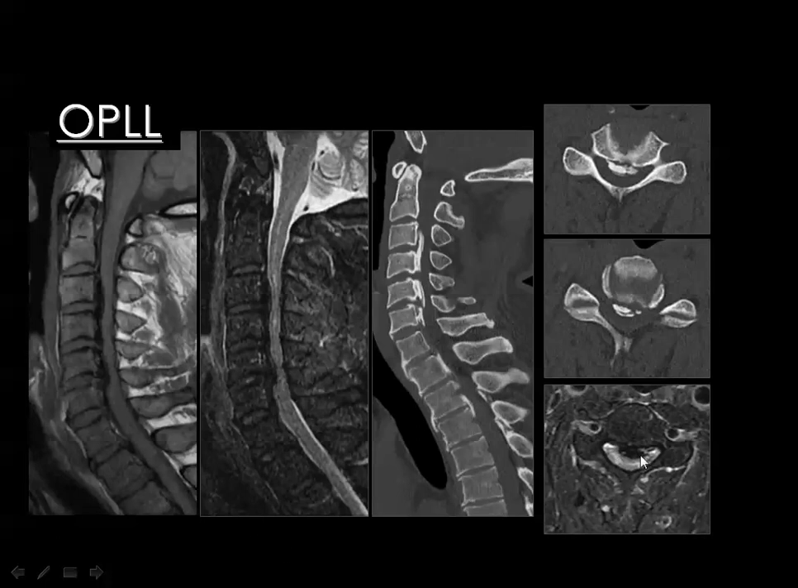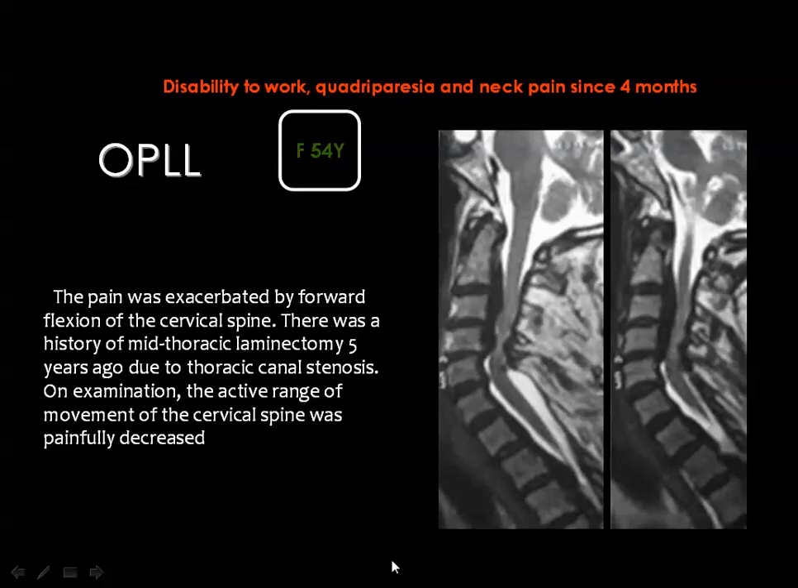And this is the appearance of ossified posterior longitudinal ligament by MRI, axial T2 weighted image. This is also ossification of the posterior longitudinal ligament, and you can see a sheet of low signal structure running along the posterior aspect of the vertebral bodies 2, 3, and 4.